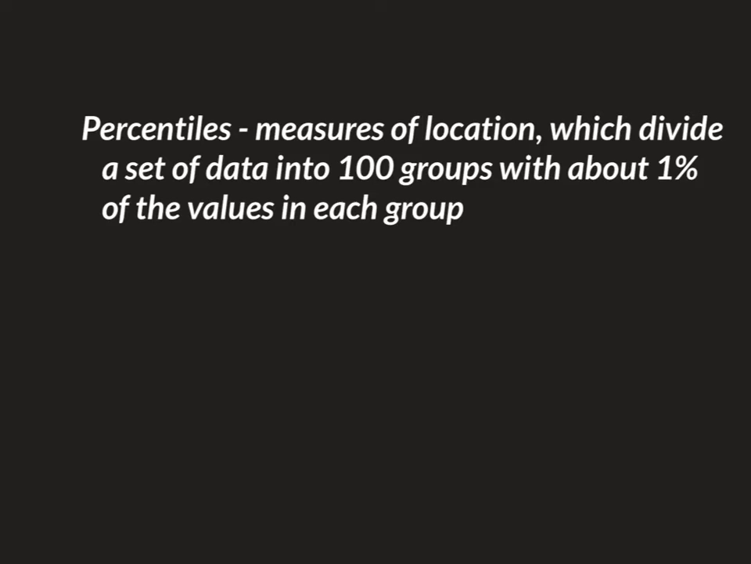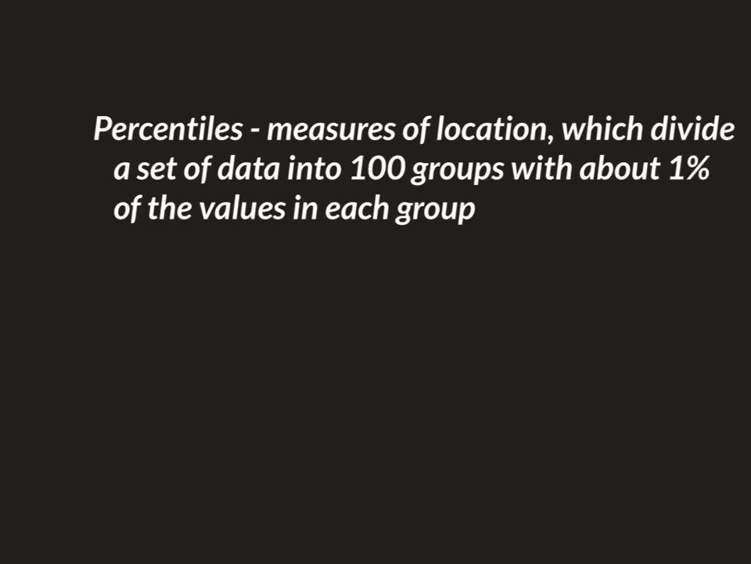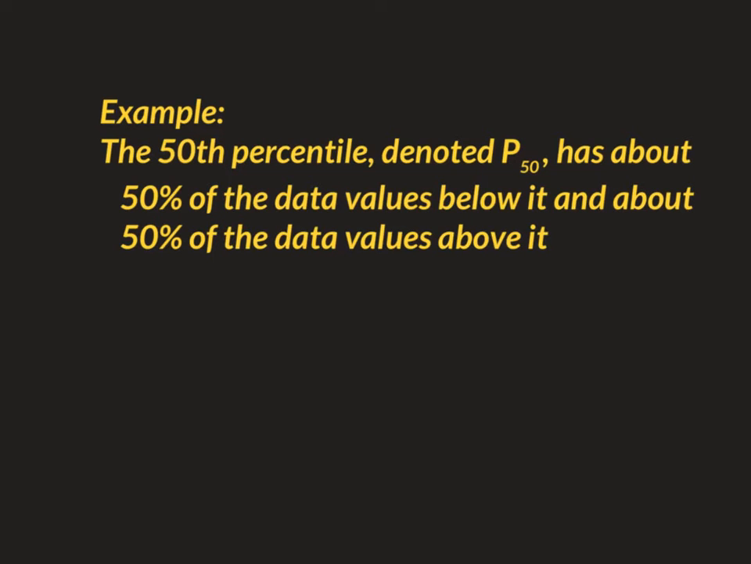Okay, definition of percentile. Percentile is just a measure of location, like where a data value is in the whole set of data. Basically, it divides the whole set of data into 100 groups, each with about 1% of the values in each group. So, for example, a number that is the 50th percentile would be right smack in the middle. That'd be the median, actually. It's denoted this way: P subscript 50 means it has about 50% of the data below it and 50% above it.